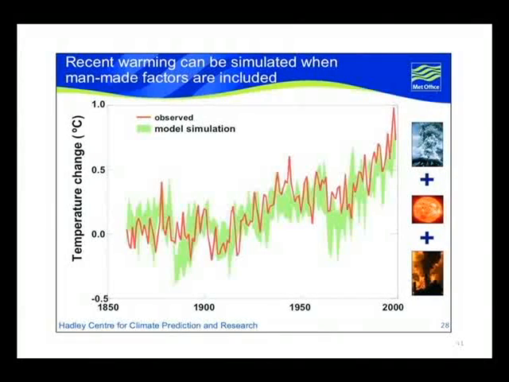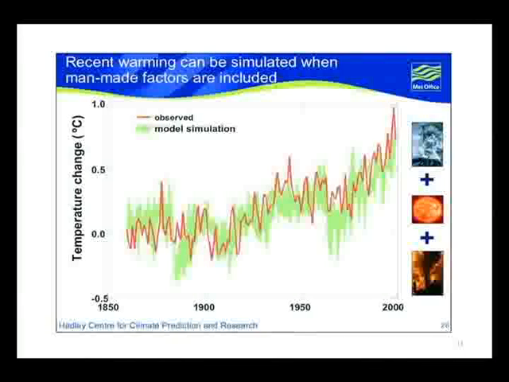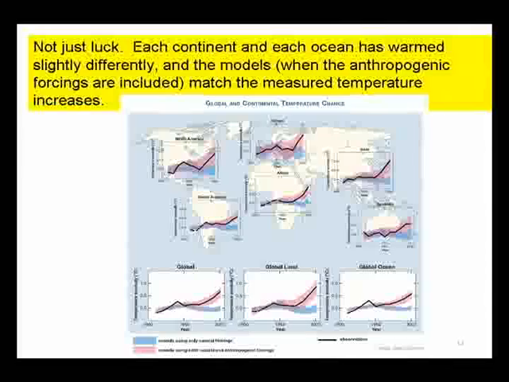Here's what it looks like once you add the anthropogenic forcing of aerosols and gases. So the difference between these two pictures is the main reason why scientists will argue that it is man-made, because they cannot explain the temperature changes without including CO2 and aerosol particles.